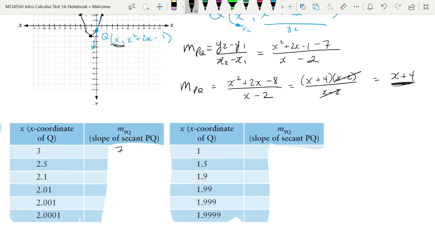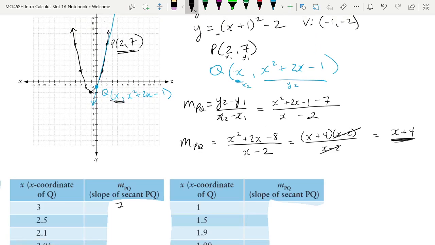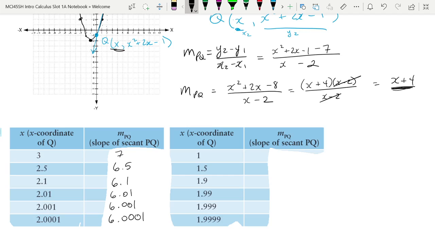And then what if I get closer, coming down? Remember, my goal is to find the slope at this point P. But I can't just put 2 in for the x-coordinate, because then it would make this denominator 0, and it doesn't exist. You're right, you can put it in there, but we are trying to get this by estimation. So 7, and then 6.5 would be the next one. And if I move to 2.1, I'd get 6.1, then 6.01, then 6.001, then 6.0001.